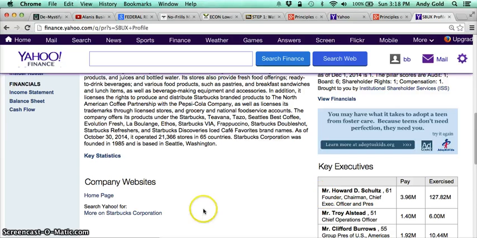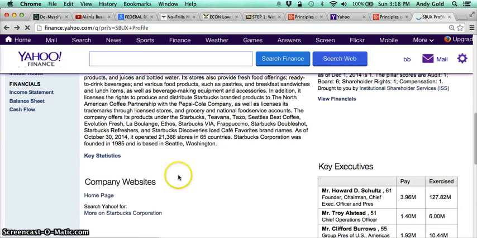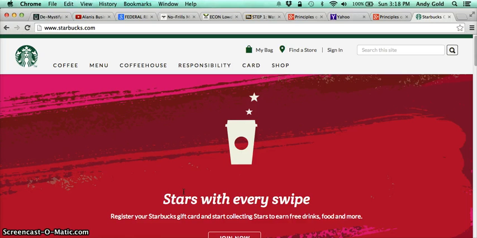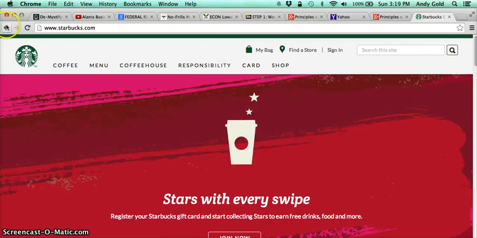You can also see here, you can get more information on Starbucks by simply clicking on that. It gives you news about Starbucks. You can go back. You can go to the Starbucks homepage. When you go to the Starbucks homepage, there's a lot of information about their products and everything, but also, Starbucks is a very socially responsible company, so you can see all this information here about all of the socially responsible initiatives that they have underway around the world.